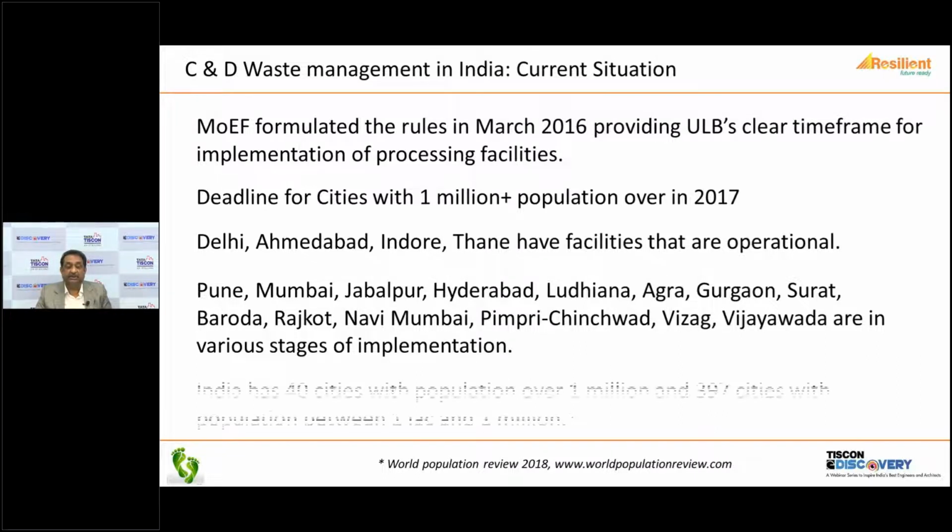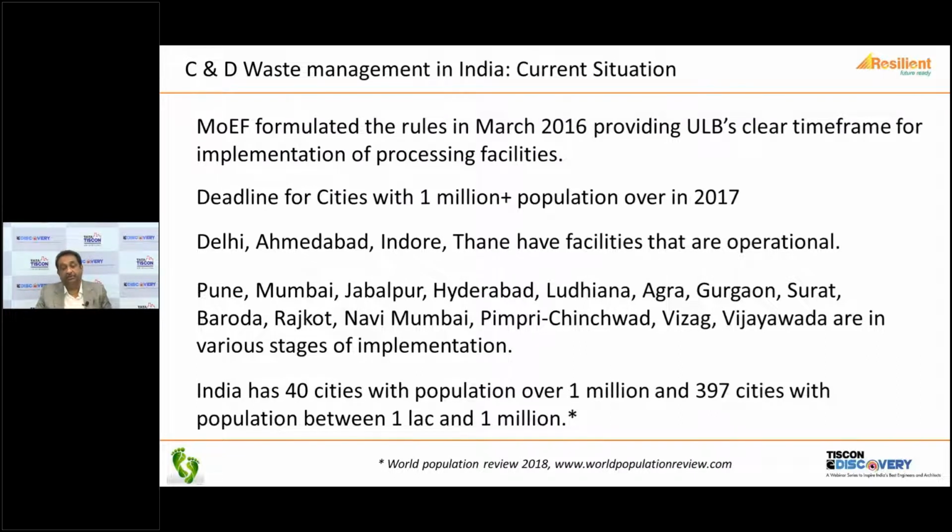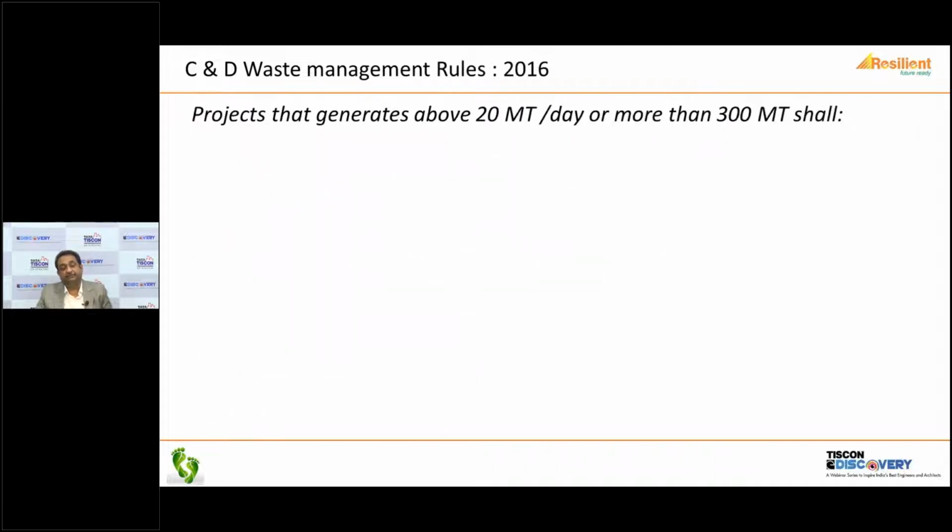But if you really see, India has got 40 cities with a population of over 1 million and 397 cities with a population of 1 lakh to 1 million. So what it means is that we are so far away from achieving what has been directed by the Ministry of Environment and Forest through a regulation. Together with this, there are other things which the C&D management rules say.